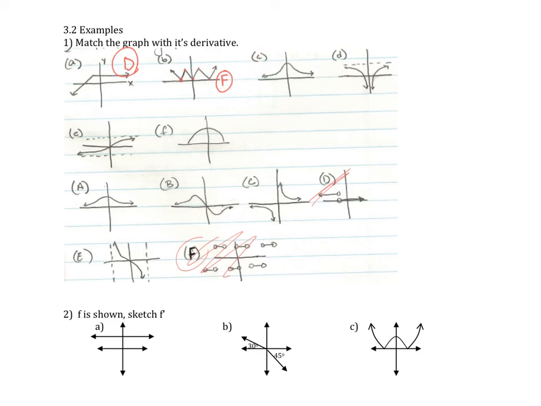So C must be B. All right, so now we've used this one. All right, for D, let's take a look at D. Over here, we've got a horizontal tangent. So I'm going from almost horizontal slopes, so really small slopes, negative, to really large slopes, negative.